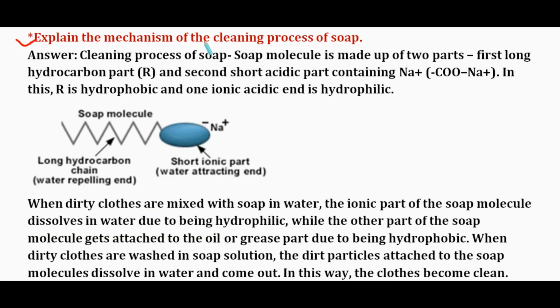Next question, explain the mechanism of the cleaning process of soap. Soap molecule is made up of two parts. First, a long hydrocarbon part R and second, a short ionic acidic part containing COO minus and Na plus. In this, R is hydrophobic and the ionic acidic part is hydrophilic. This is the structure. Soap molecule: long hydrocarbon chain, water repelling end. This is hydrophobic. And another part is the short ionic part, water attracting end, and it is known as hydrophilic.